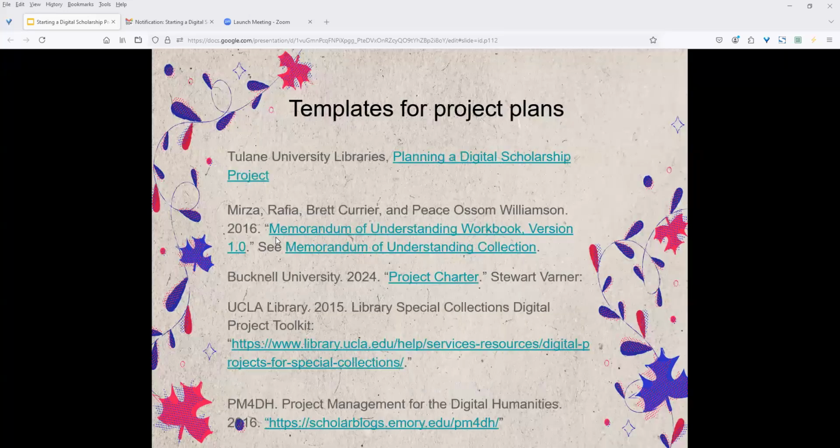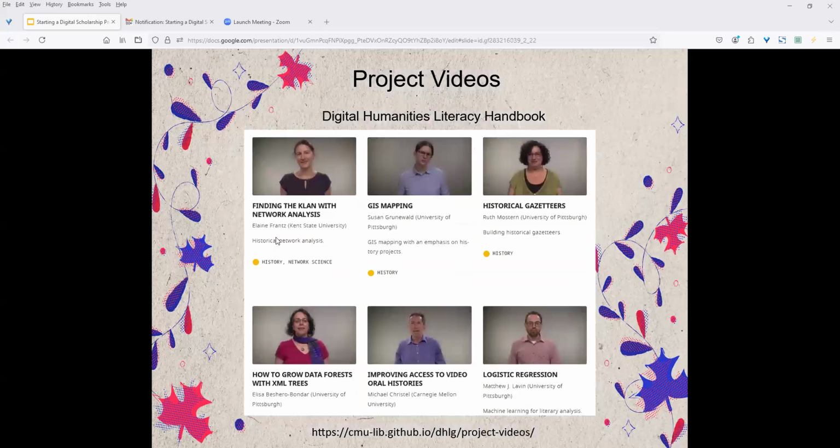So here are some templates for project plans. I'll leave this up for a short bit. And you can always Google these particular ones. So planning a digital scholarship project, for example, you're going to find stuff out there, project charters, all these sorts of things. If you go to Carnegie Mellon, they have a website on project videos, and it's called Digital Humanities Literacy Handbook. Various scholars do a 5-10 minute video on their particular project and what they did. So you always want to look behind the curtain and see how did you do that. And this is one of those sites that's quite excellent.